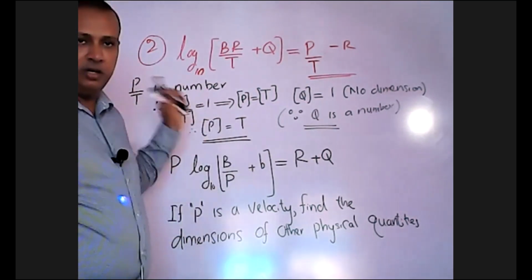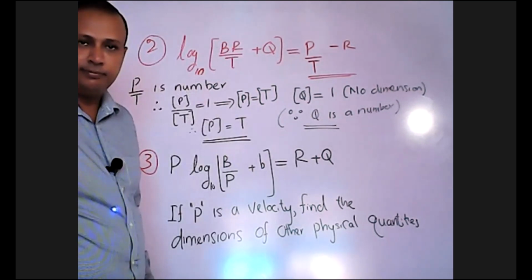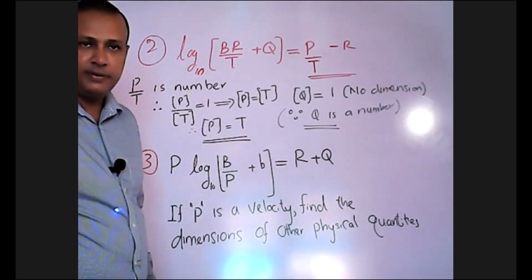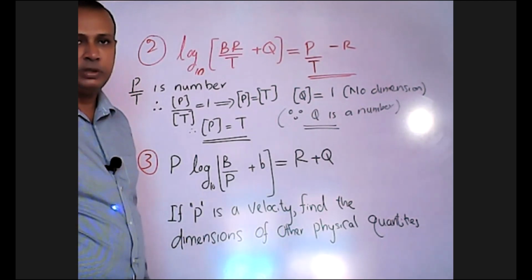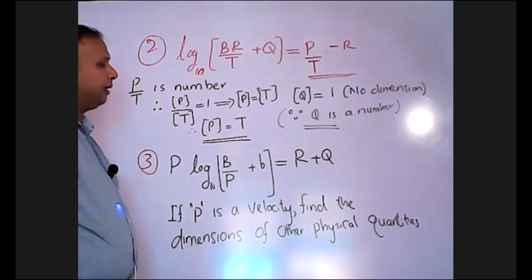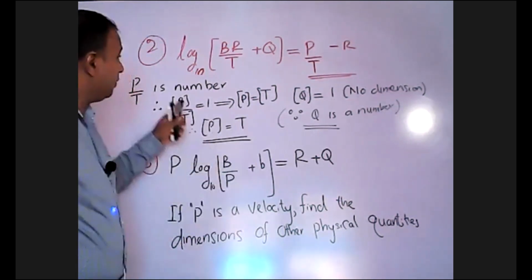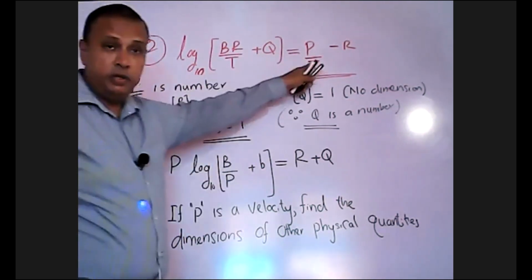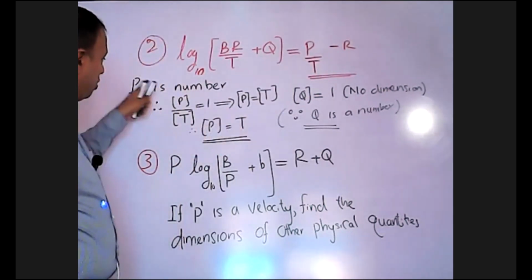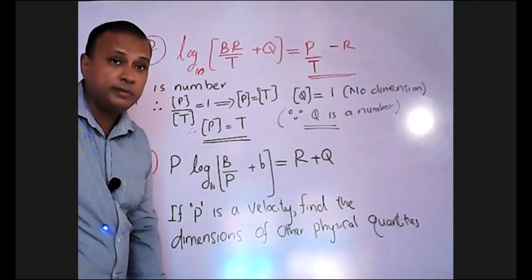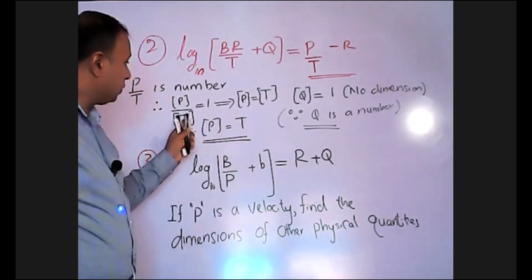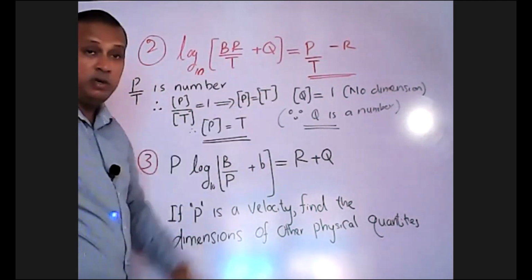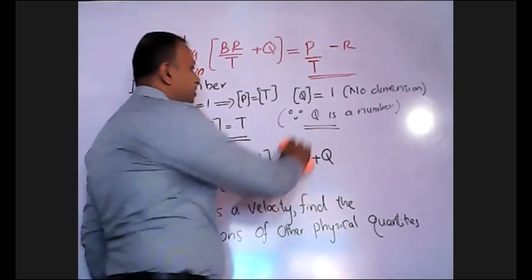Everyone, do you understand this calculation? Good. This is my argument, Putta. P over T is a number, therefore P over T doesn't have a dimension. That means the dimension of P over the dimension of T is equal to 1. So, therefore, the dimension of P should be equal to the dimension of T. That is my argument.